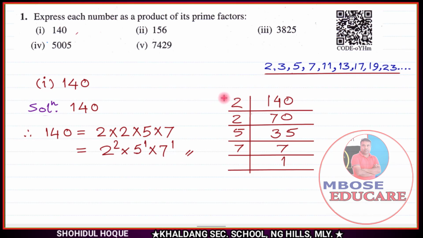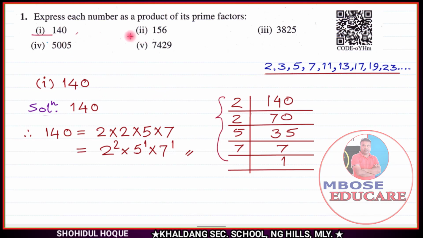Now we have to write these prime factors as the product, because these are the prime factors of 140. Therefore 140 is equal to 2 into 2 into 5 into 7. And finally there is a rule, we have to write these prime factors in exponent form or power form. So 2 is 2 times, so 2 to the power 2. 5 is written once, so it will be 5 to the power 1. 7 also 1 time, so 7 to the power 1. It is a rule to write the prime factors of any number in the power notation or exponent form. Alright, so we have solved question number 1.